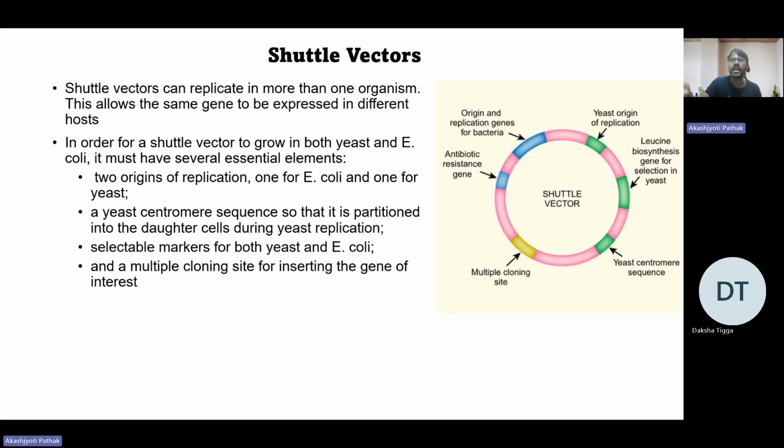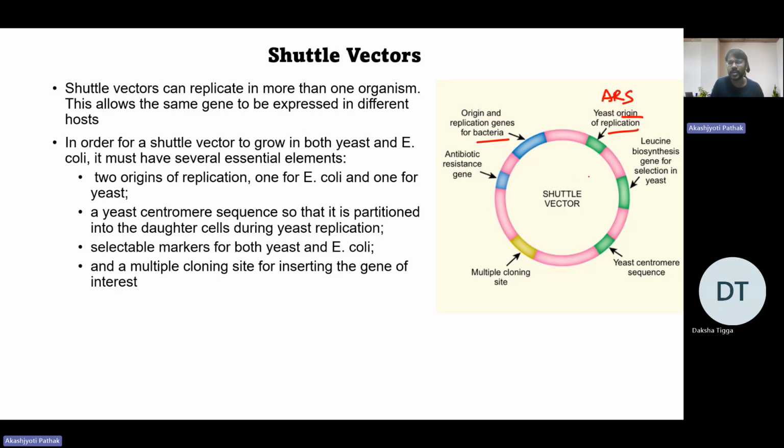Now, what are shuttle vectors? Shuttle vectors are those that can replicate in two different hosts. How can they replicate in two different hosts? Because these shuttle vectors have two different origins of replication. It has an origin of replication for bacteria, and it has a yeast origin of replication, which is known as the ARS site, autonomously replicating sequence. So if you put this vector inside yeast, it can create copies of itself. If you put this vector in a bacterium, it can also replicate on its own.